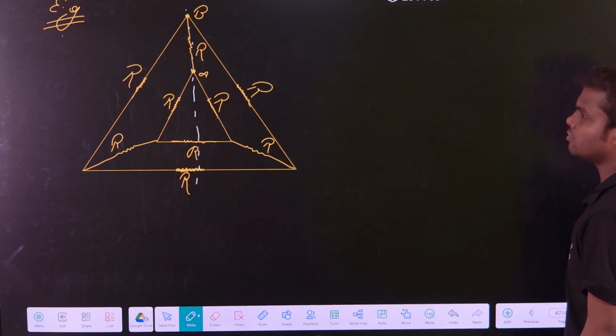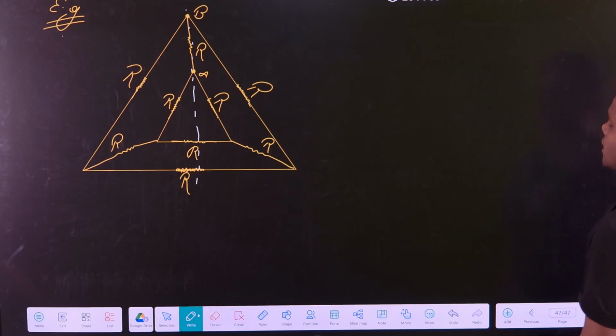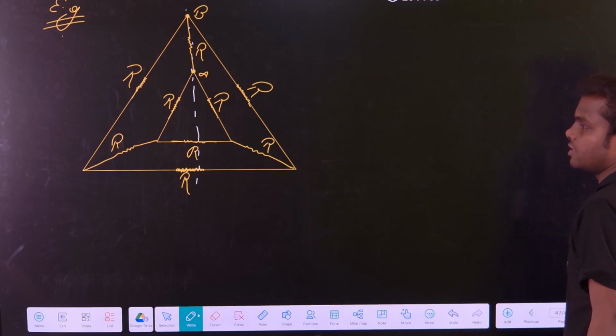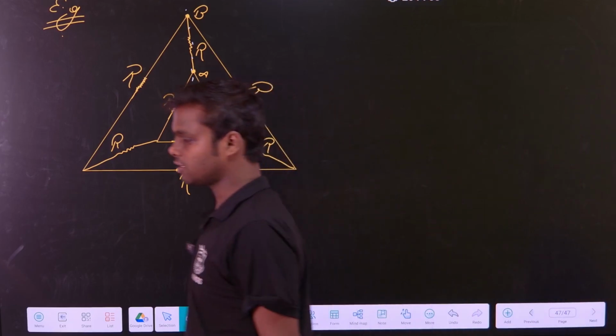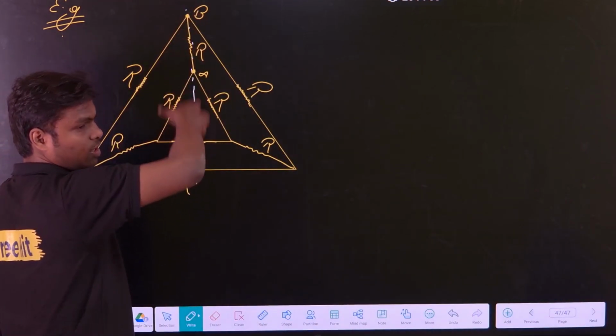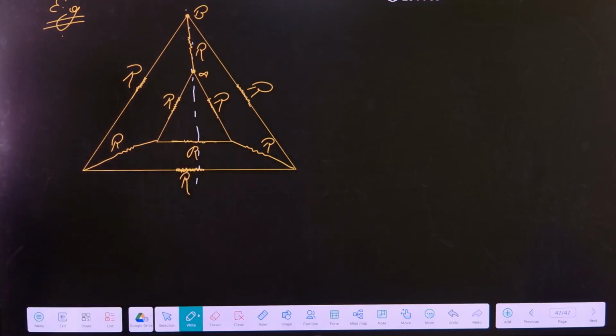Okay, so what will you do for calculating the R equivalent for this case? Whether you can apply the vertical plane symmetry or horizontal plane symmetry, that is the first thing you have to clear. See, it is along the points where you have to find the R equivalent.